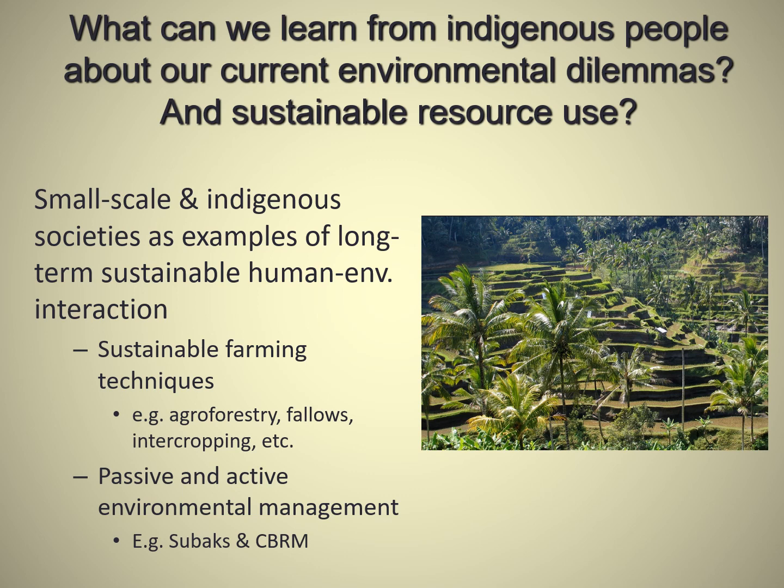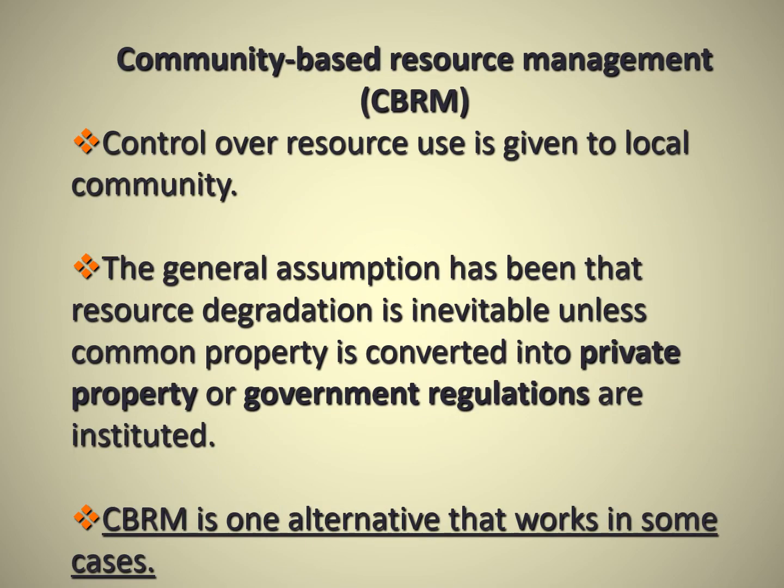So in contrast to passive, people are actively, consciously manipulating their environments to make them more conducive to their own purposes. One example of active management is something called community-based resource management, or CBRM. And so this is when control over the resources is given to the local community, the actual resource users, the people closest to the resource. Go figure.